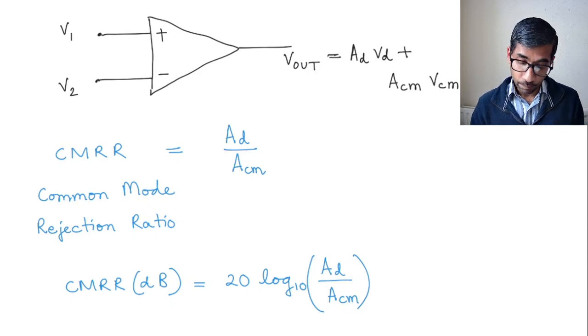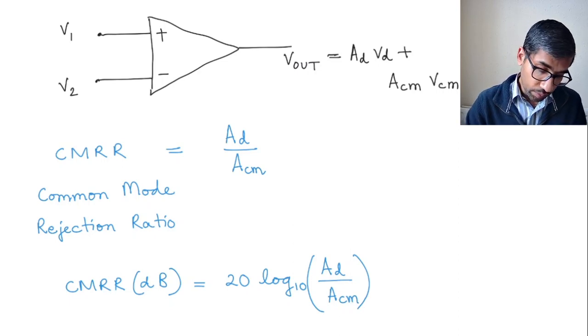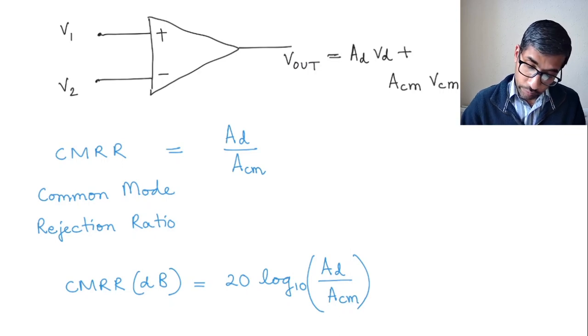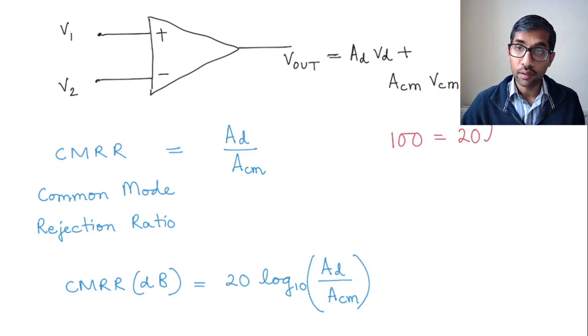So let's say CMRR is 100 dB, what does that mean? If CMRR was 100 dB, and let me write this in a different color, what we are saying is 100 equals 20 log 10 of AD over ACM.